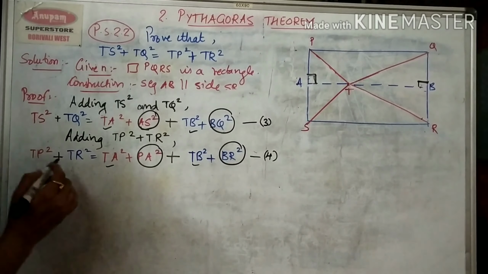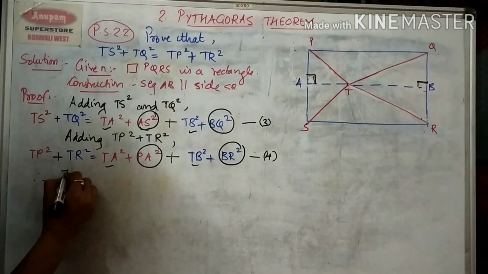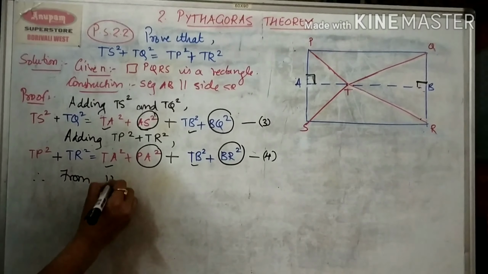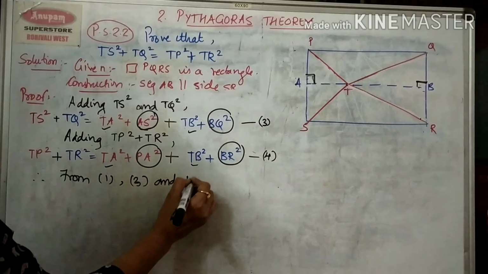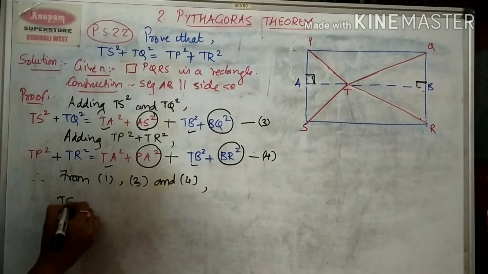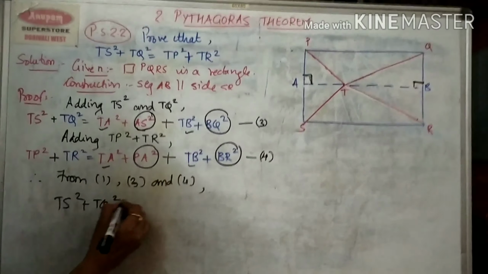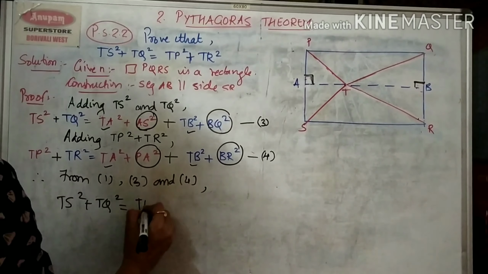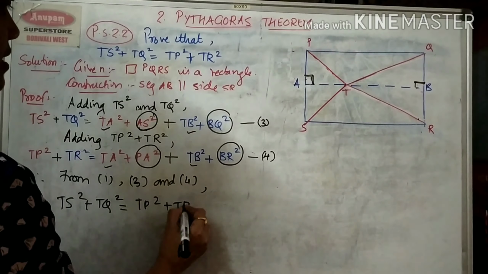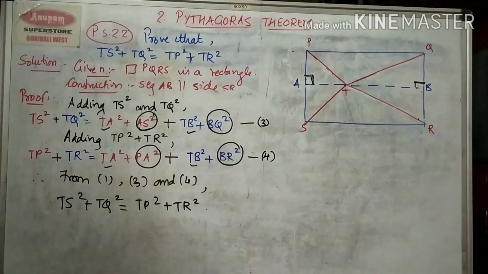Automatically we can say, therefore, from 1, 3 and 4 we have TA square plus TQ square is equal to TP square plus TR square. Hence, it is proved.